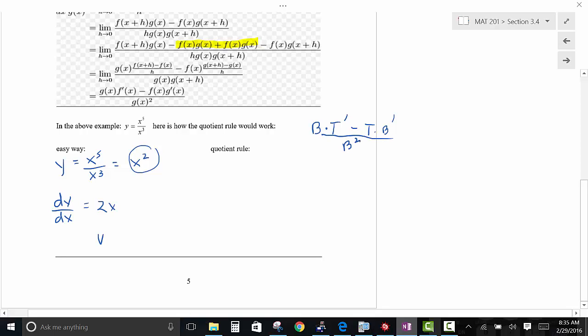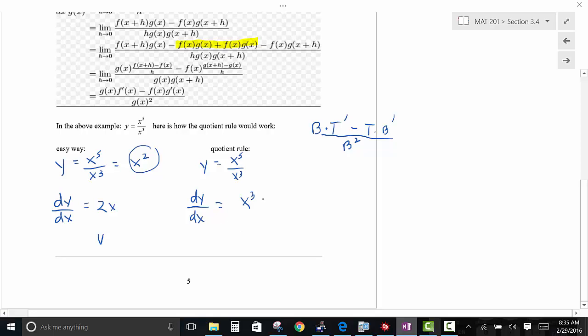So we're going to do this the same way. We'll take this function and do it with the quotient rule, and we're going to get the right answer. Here's how you would do this using the quotient rule. What you do is you write down the bottom, and you don't touch it. You just write it down.